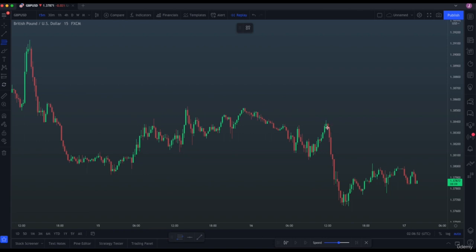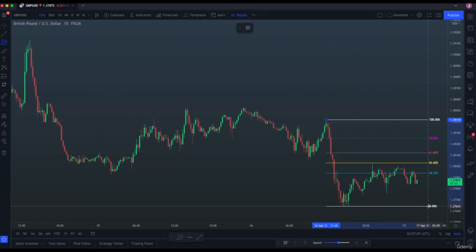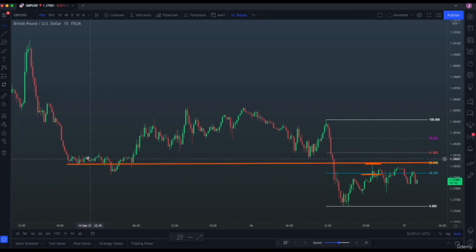So since this is our impulsive move downside, from this point, we're gonna plot our Fibonacci. All right, so point A, point B. Okay. So as we can see, price did not hold 38.2% and then rejected the 50% retracement. Right. So this 50% retracement, looking left, also acted as a support before.